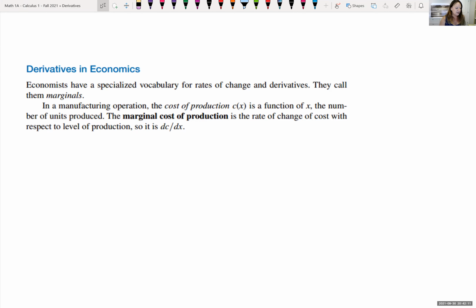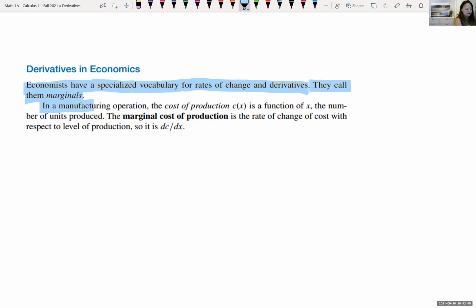Okay, so economics and business a lot of times use rates of change. And rates of change now we know are derivatives. And so let's look at an application problem. But before we do that, I want to look at some terminology so that you're aware of this. Economists have a specialized vocabulary for rates of change and derivatives. Instead of calling it the rate of change or derivative, they call them marginal.